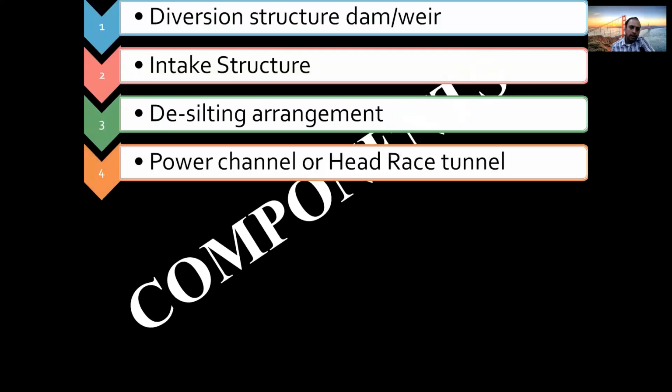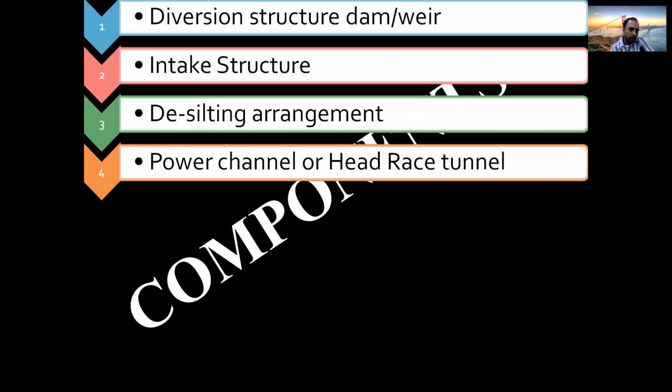The next component is the power channel or headrace tunnel. One thing I forgot to tell is that a desilting arrangement is not always necessary. If the water at the point of intake is clear enough, you don't actually need a desilting arrangement. Especially in case of storage projects, the length of the reservoir is more.